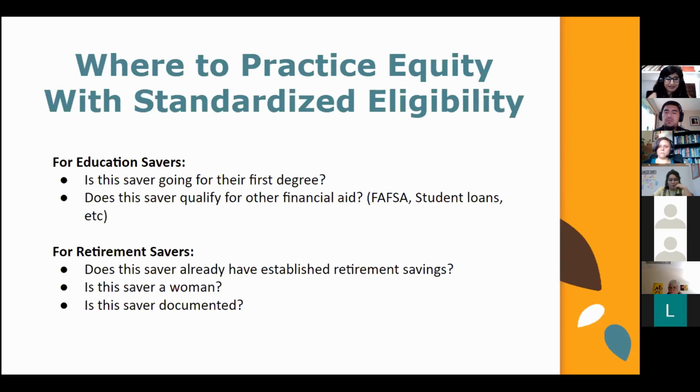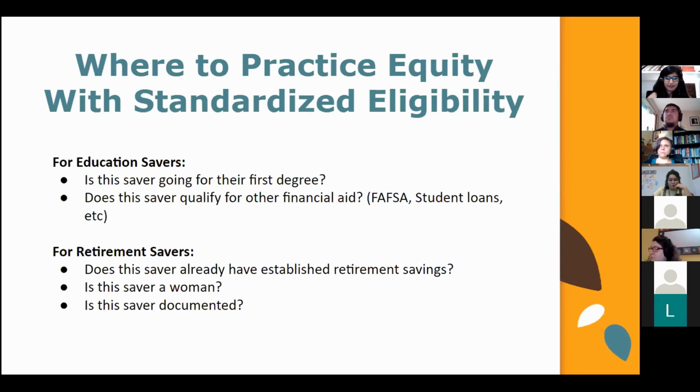This last question is a little bit tricky. Is the saver documented? Again, there are just so many barriers in general for folks who don't have documents to have any type of financial security and safety. And it gets even trickier when trying to open any type of investment accounts, because a lot of them do require documentation. But my plug is, I do know that the Oregon Saves Plan, you can open IRAs with them. So there is a way to help folks who don't.